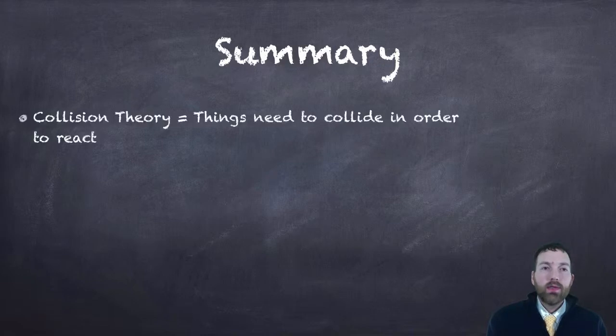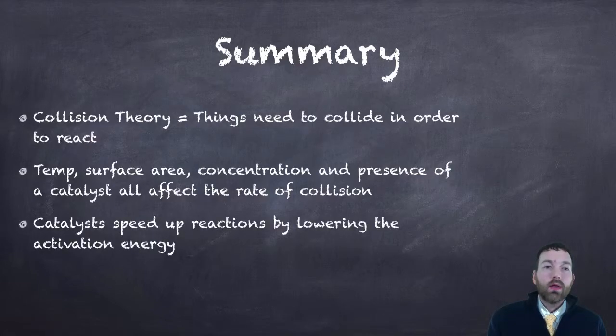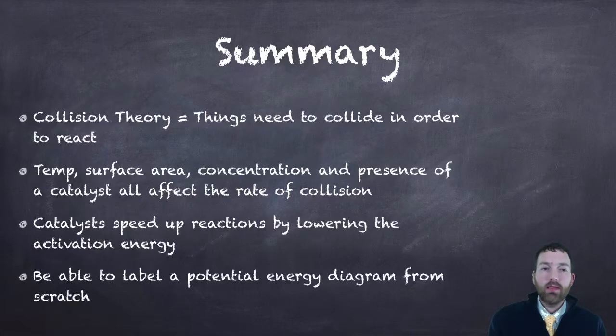So let's summarize what we've learned here. The collision theory basically just says that things need to collide or touch in order to react. Things like temperature, surface area, concentration, presence of a catalyst all affect the rate of a collision, and you need to know how and why they affect the rates of these collisions. Catalysts, of course, speed up reactions, and they do this by lowering the activation energy. If you lower the amount of energy you need to absorb, the reaction will start quicker, and it will more likely happen than without a catalyst.